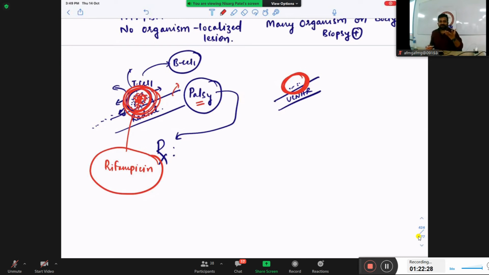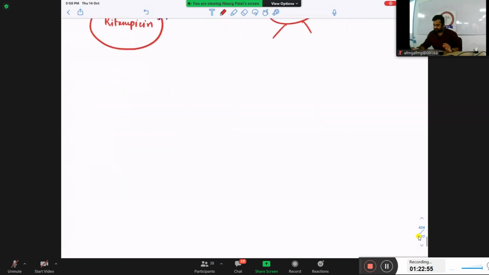So what is a Lepra reaction? Unnecessarily the immune system is active because of the doctor's treatment. At this time, I will give this patient rifampicin, and I will give steroid also. By giving the steroid, I am telling the immune cells to stay calm. Now rifampicin will work. So this is the whole story of leprosy. So let's write.